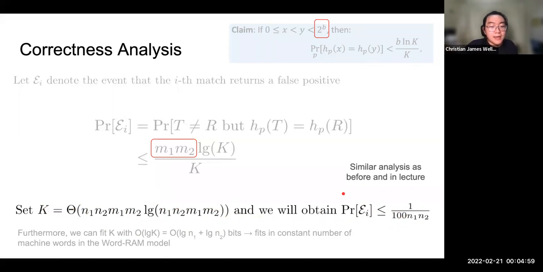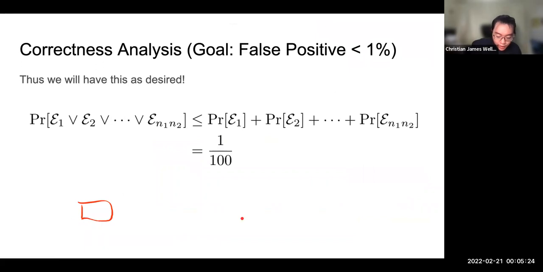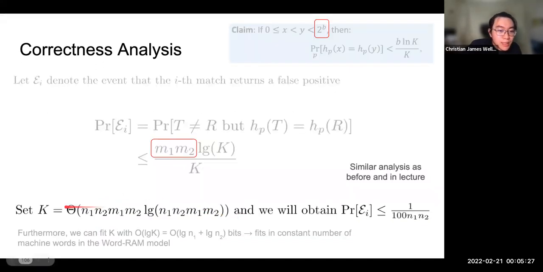Okay, and we just note again, how big is k actually? If we look at the bit representation, log of k is O of log n1 plus log n2, because the biggest term of k is n1 n2. And this fits in a constant number of machine words in the word RAM model. While I didn't really show this calculation, if you try to work it out, putting 200 n1 n2 m1 m2 and log of 200 n1 n2 m1 m2, you do the math, you should end up with this probability again.